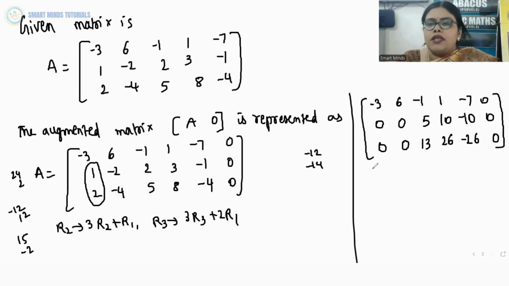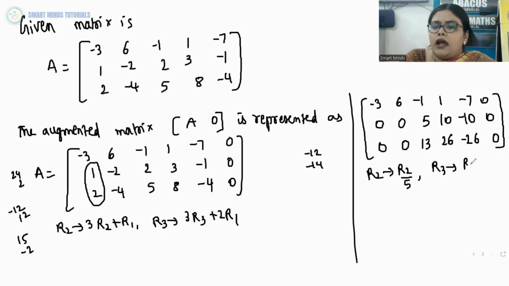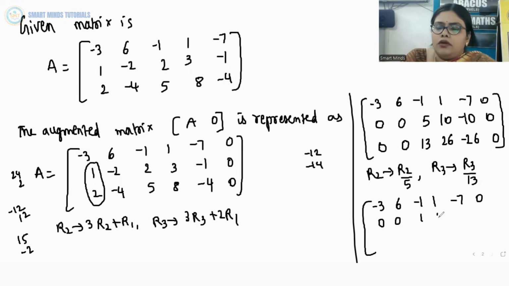Now, you can see in the second row, we can take 5 common. In the third row, we can take 13 common. So R2 is R2 by 5, and R3 is R3 by 13. So we will get -3, 6, -1, 1, -7, 0, 0, 0, 1, 2, -2, 0, 0, 0, 1, 2, -2, 0.